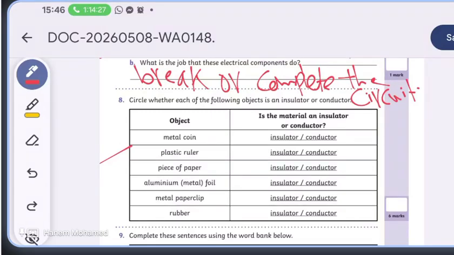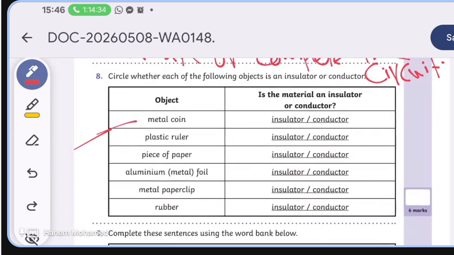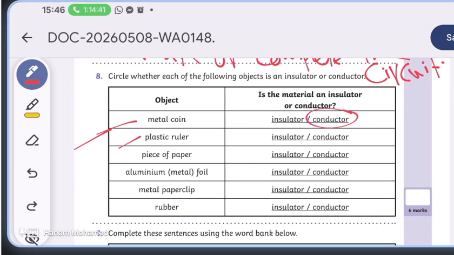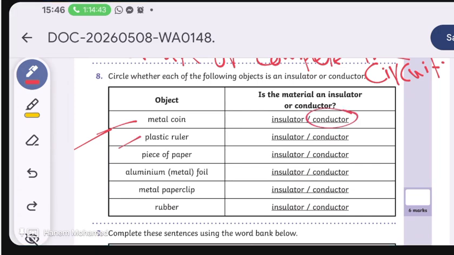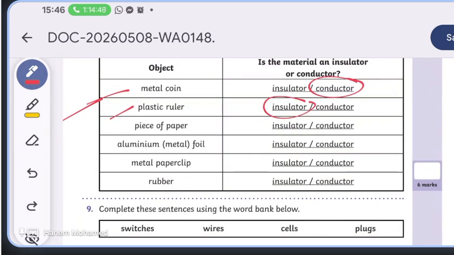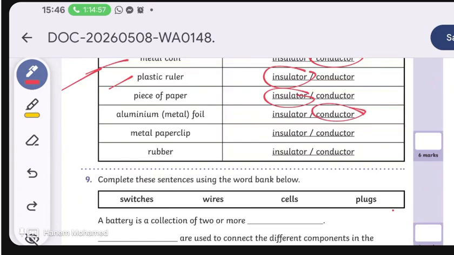Okay. So here Farida, circle whether each of the following objects is an insulator or conductor. We have a metal coin. Do you think it's insulator or conductor? Conductor. And we have a plastic ruler, insulator or conductor? Insulator. And a piece of paper? Insulator. Aluminum foil? Conductor. A metal paper clip? Conductor. A rubber? Insulator.